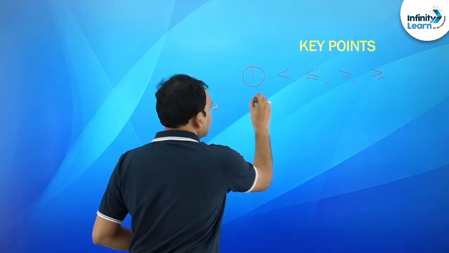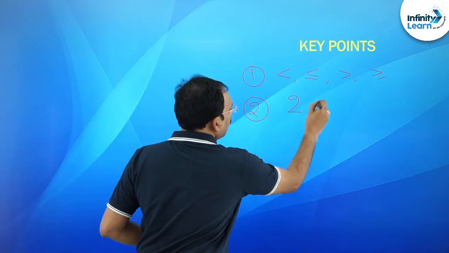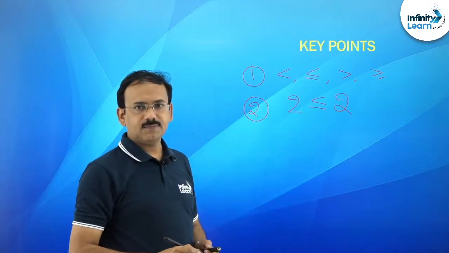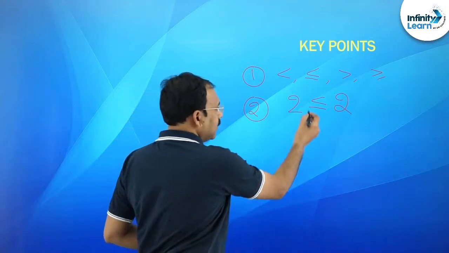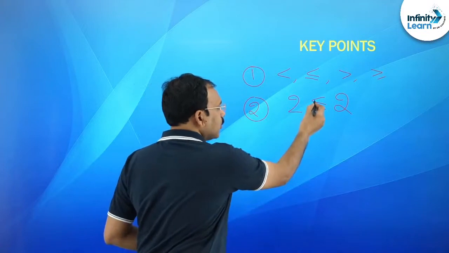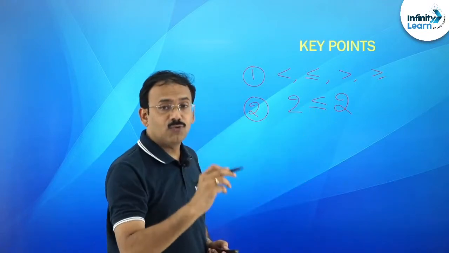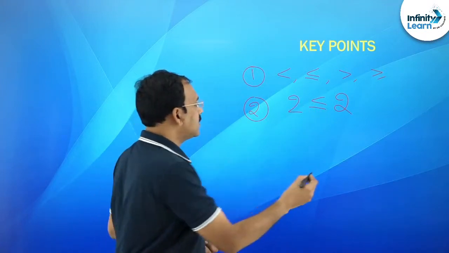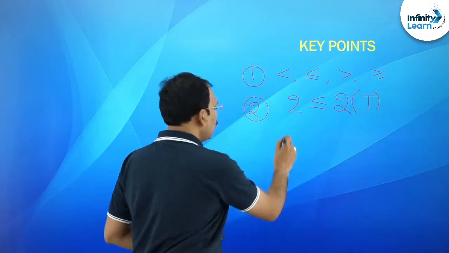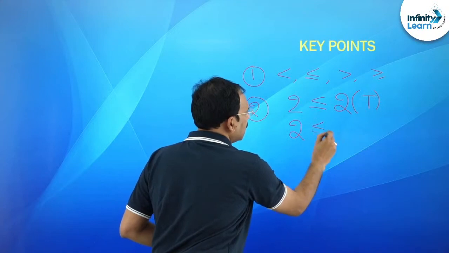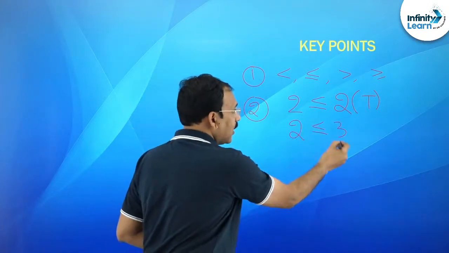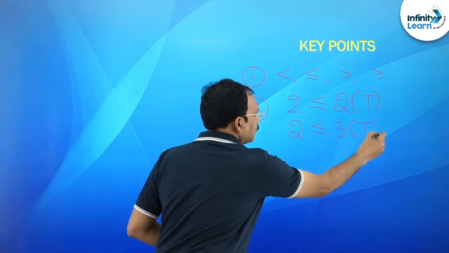Second point, friends: 2 less than or equal to 2, true or false? In fact, 2 less than 2 is false, but 2 is equal to 2 is okay. So of the 2 symbols, if it is true for at least one symbol, we say that this statement is true. 2 less than or equal to 3, is it true or false? 2 less than 3 is okay, so it is also true.